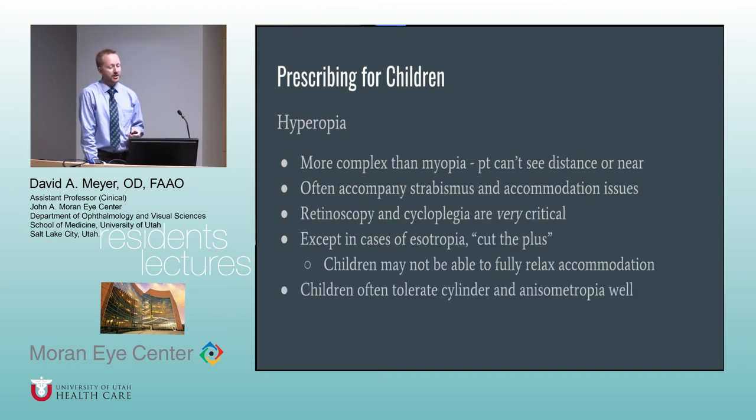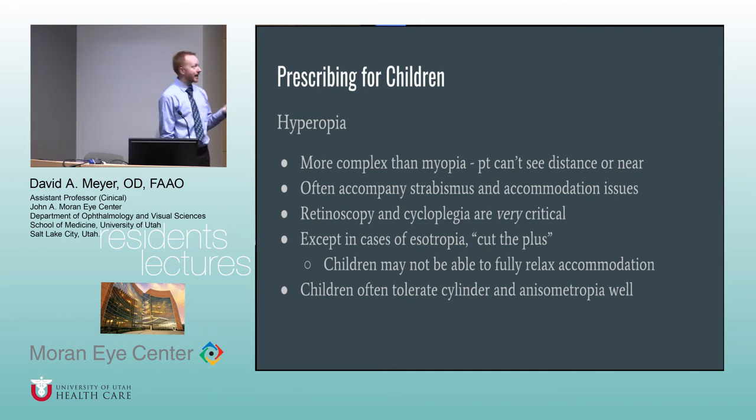Now, hyperopia is always a little trickier. If the hyperopia is high enough, the patient can't see distance or near. There's also a lot of strab issues, accommodation issues that go with that. Retinoscopy and cycloplegia are very critical, even more so. Because in a perfect world, you put them up to an auto refractor and it spits out the prescription, you're good to go. But with hyperopes, it's usually a lot more complicated than that.